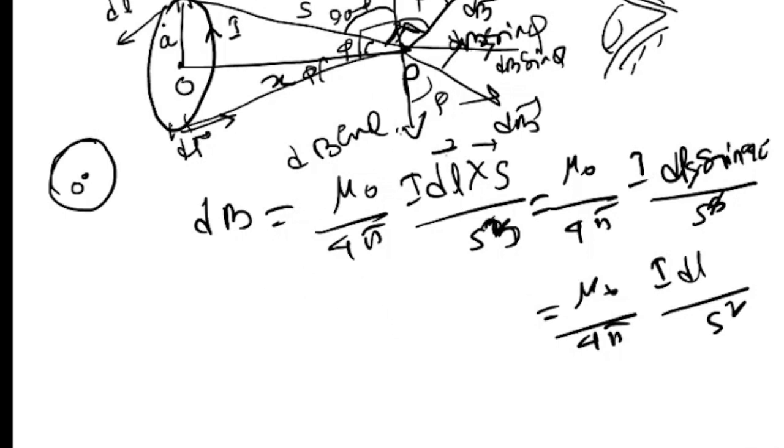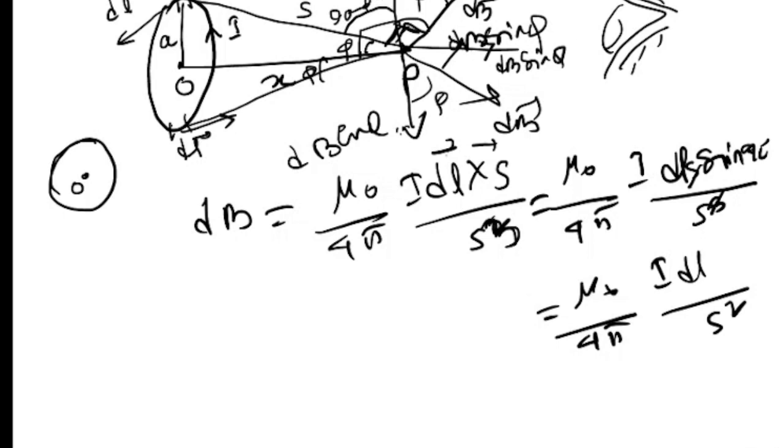So now, what will be the net magnetic field at point P? P point पे net magnetic field क्या होगा? P point पे जो net magnetic field होता है, it is due to the dB sin phi and dB sin phi, which is acting along the positive x-axis, okay.